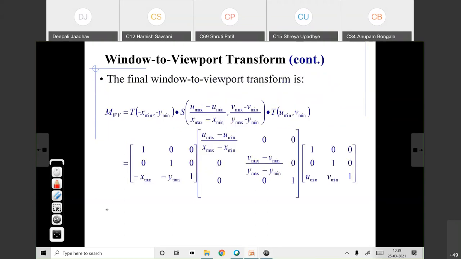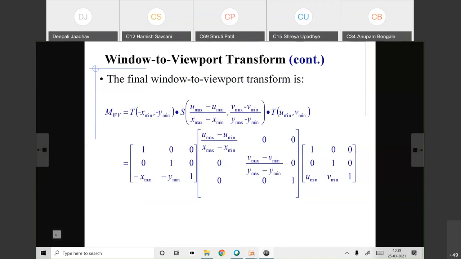Now see it with this mathematical notation again. First translation is there. First step, minus x min, minus y min. Second step is scaling, that is sx, sy. Third step, again translate with the values u min and v min as tx and ty.